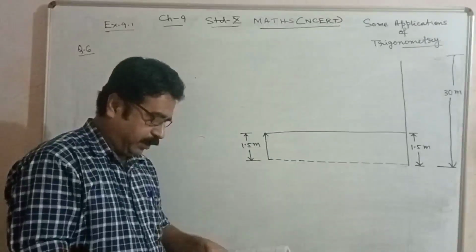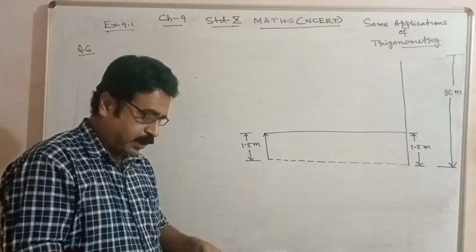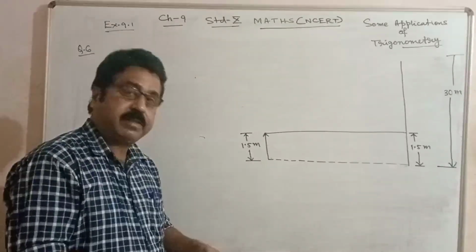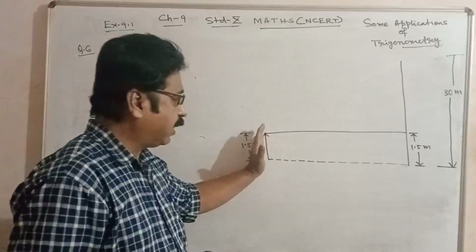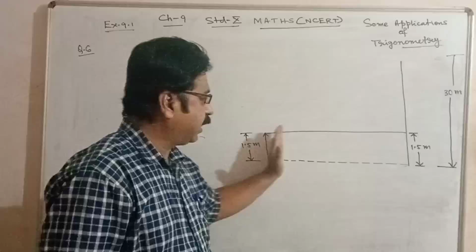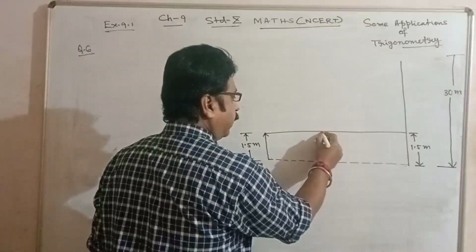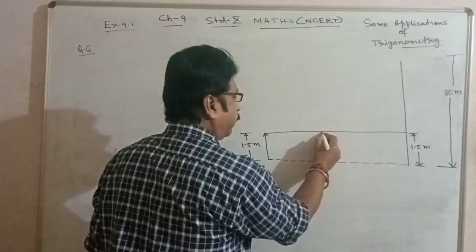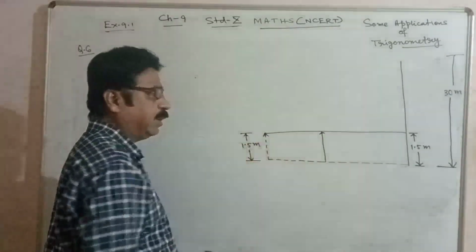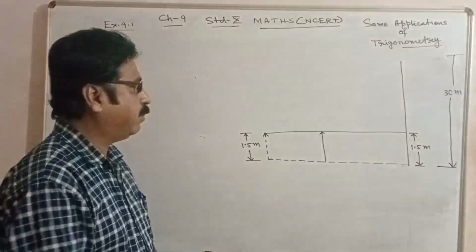The angle of elevation from his eyes to the top of the building increases from 30 degree to 60 degree as he walks towards the building. That means this boy is walking towards the building. This is the building, this is the boy. Suppose after walking, his position is here. So this was the previous position of the boy. This is the new position of the boy.